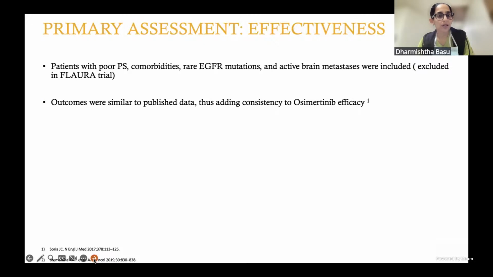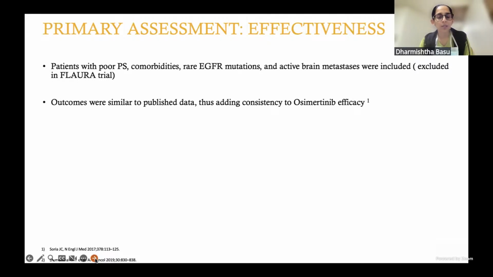For the primary assessment of effectiveness, patients with poor PS, comorbidities, rare EGFR mutations, and active brain metastasis were included in this study, but these patients were not included in the actual FLAURA trial. So that trial couldn't answer the real world ground realities when it came to treating patients with these conditions.